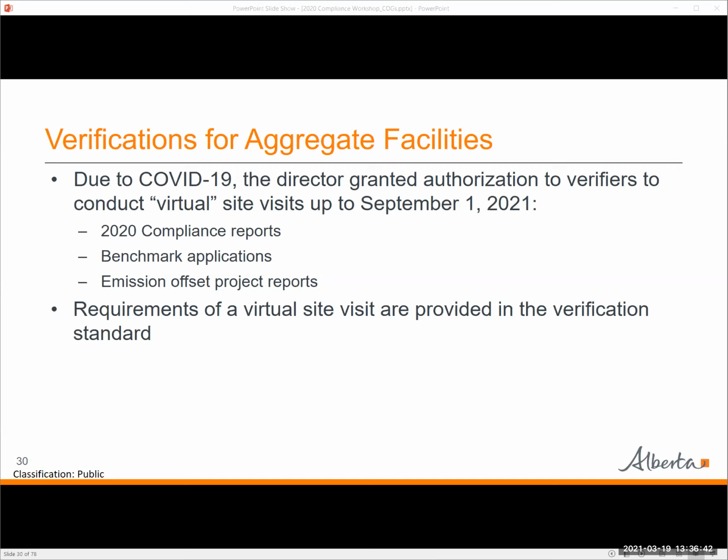If you do have a verifier that's conducting a verification in your facility but had not received this authorization, please do contact us, and we can provide a letter giving that authorization for the verifier to conduct a virtual site visit. The requirements of a virtual site visit are provided in the verification standards. So please do take a look at some of those requirements and some guidance on how a virtual site visit is conducted.